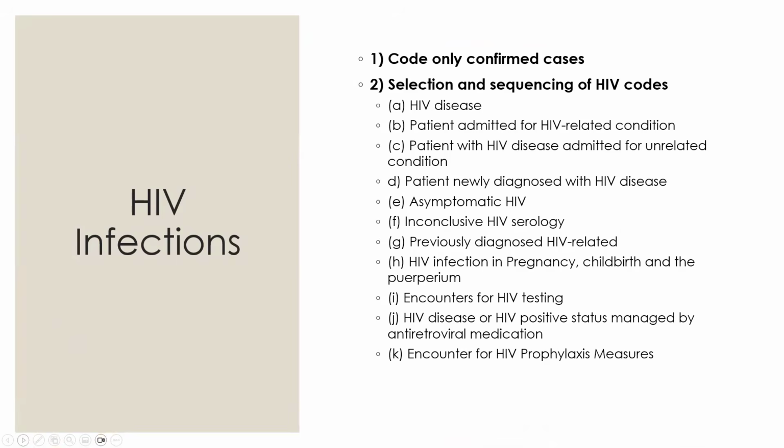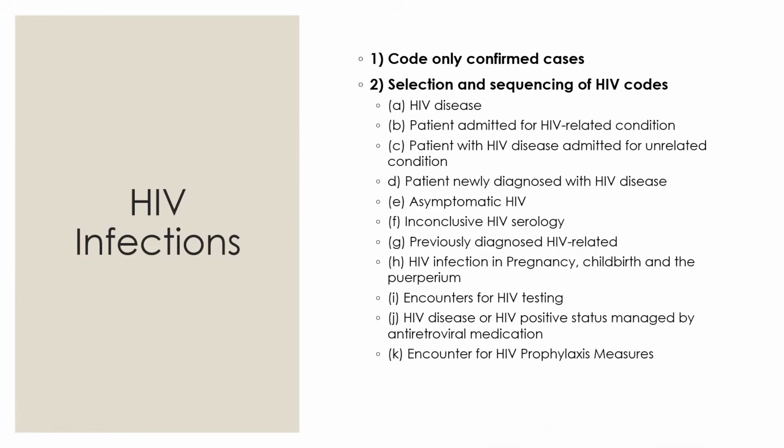When we talk about HIV infections, there are many guidelines that we must follow. So, HIV or human immunodeficiency virus infections: code only confirmed cases. This is an exception to the Hospital Inpatient Guideline, Section 2H. In this context, confirmation does not require documentation of positive serology or culture for HIV. Simply the provider diagnosing the patient with HIV is sufficient for us to code HIV.